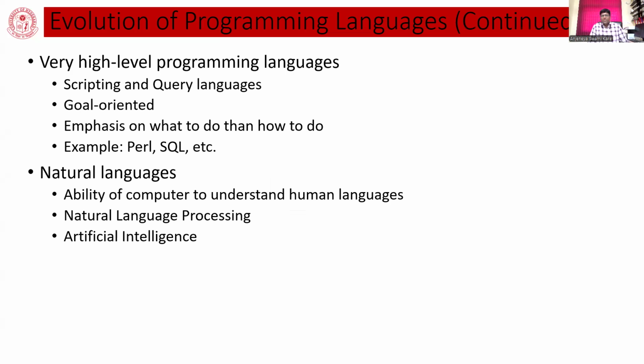The fourth level of programming languages is very high level programming languages. They are basically scripting and query languages. They are goal oriented in a sense. There is more emphasis on what to do than how to do. There are already a lot of existing constructs. We just need to worry about what we want, and how to do it is handled by the language itself.